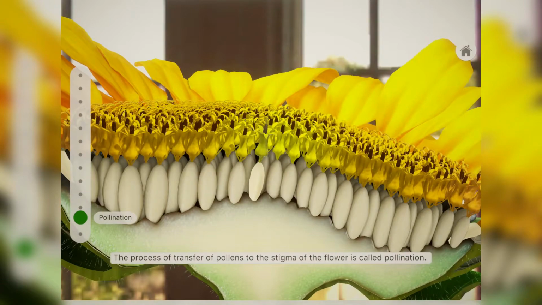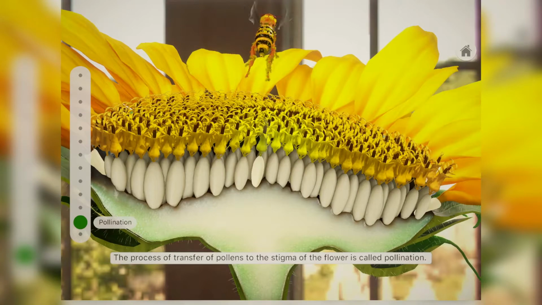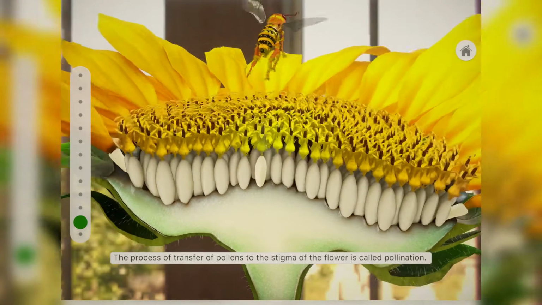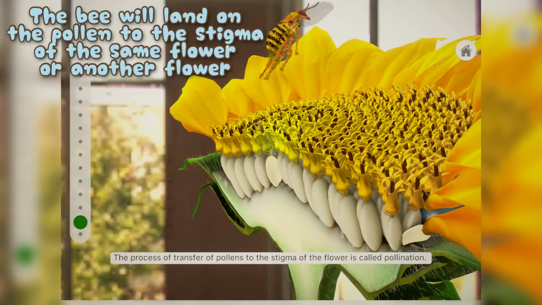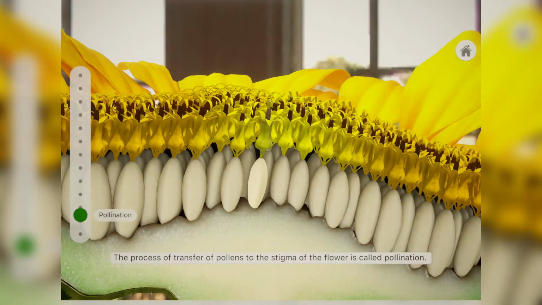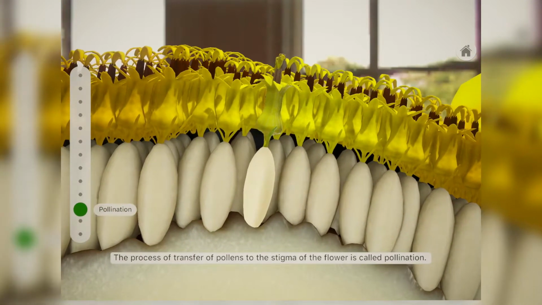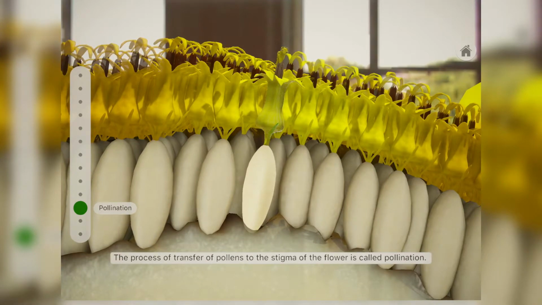Okay, next let's see. The bee is flying. Now we can see all of the body is full of pollen grains. The bee will land and put the pollen on the stigma of the same flower or another flower. Okay, next process, look at this one. What will happen? Okay, wait and see.